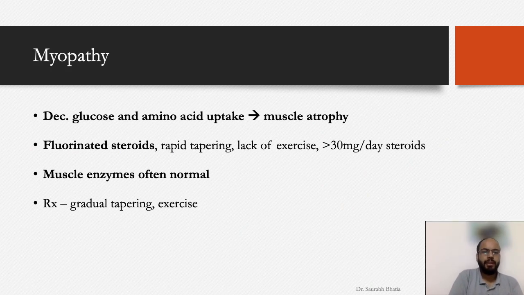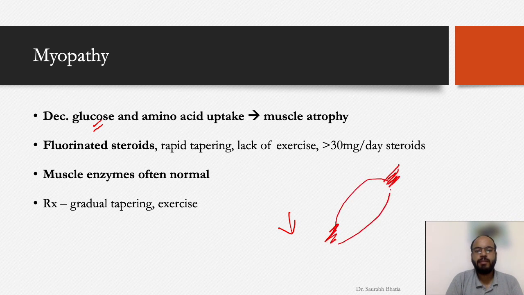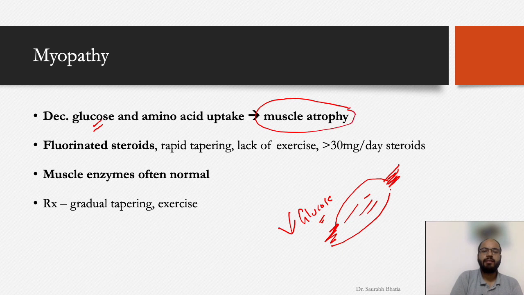Now, myopathy. Remember that because of peripheral insulin resistance, the steroids are going to decrease the amount of glucose that enters the muscle. So if this is a muscle, there will be decreased glucose entry inside the muscle, and because of decreased glucose entry, the muscle may not be able to contract properly, and this will lead to muscle atrophy, somewhat of a disuse atrophy.